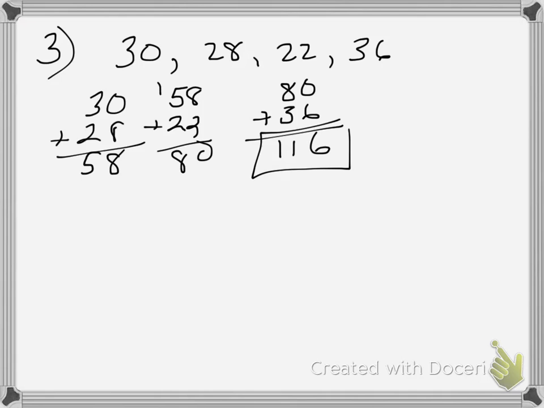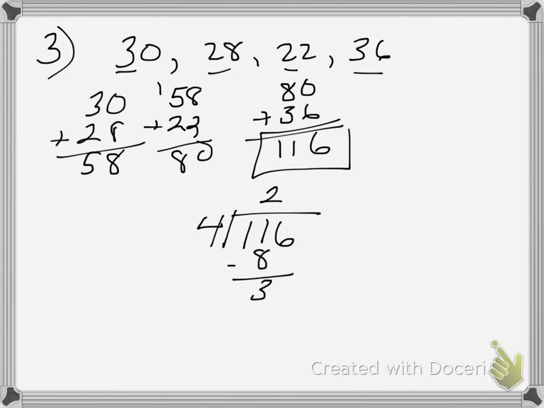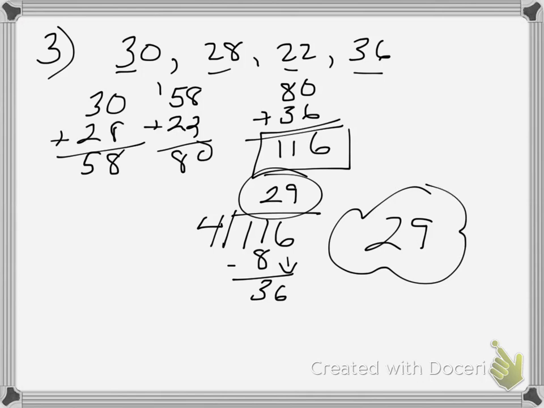Now to find the mean, we take that 116 and we divide it by the number of items that are in the set. And this time I have 4 items. So 4 would go into 11 2 times. Subtract, get 3, bring down the 6. 4 would go into 36 9 times. And 29 will be the mean for this data set.